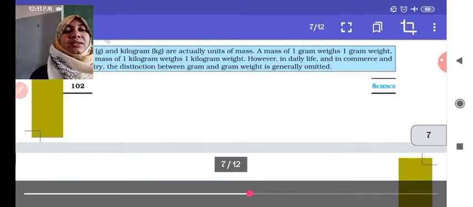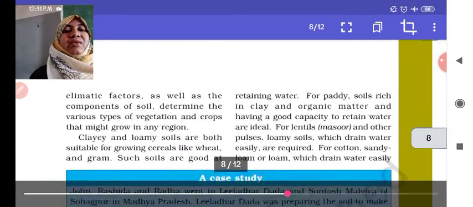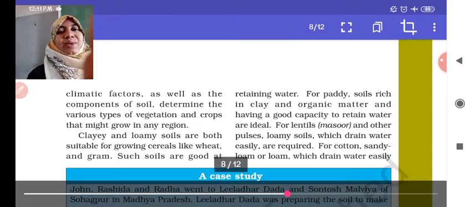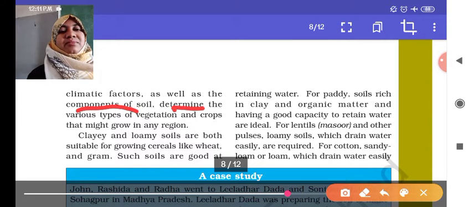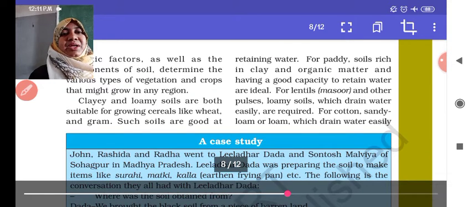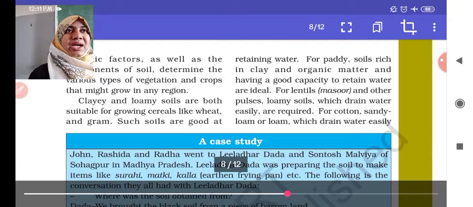So the black color, red color, sandy soil, how it is visible is because of natural climatic conditions. Climatic factors as well as components of the soil determine the various types of vegetation and crops that might grow in any region. So in any region different kinds of vegetation can be grown. As you can see, there are many crops, right? Especially if you go near the Uttar Kannada side, they eat rice and wheat more.